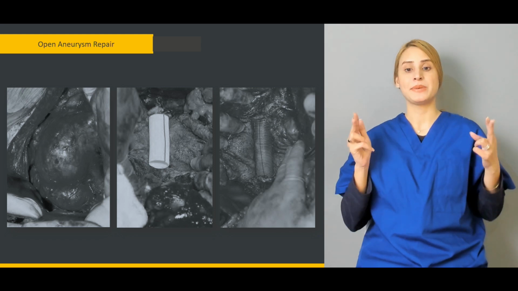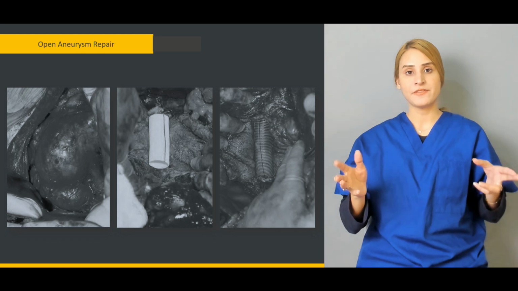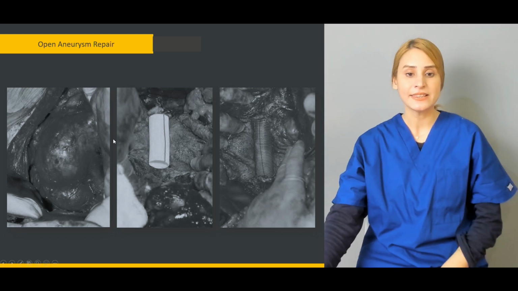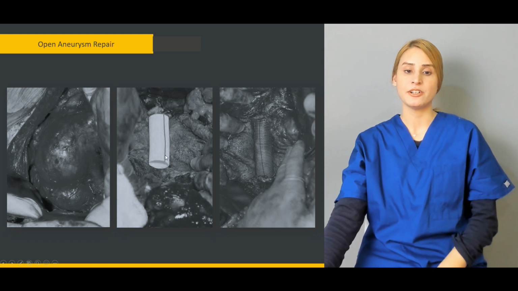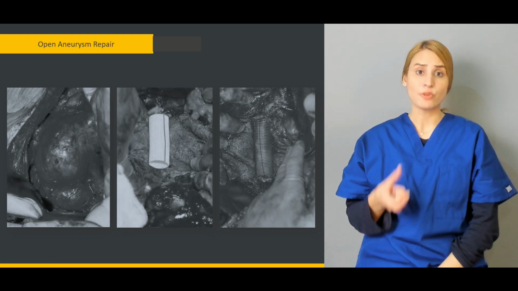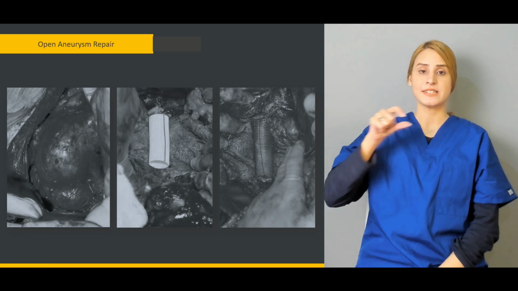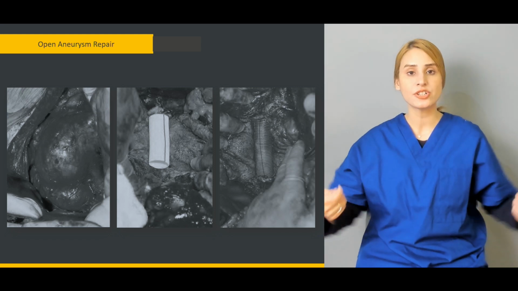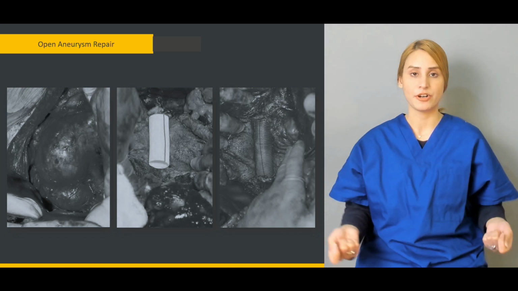After the aneurysm is clamped, it is separated and dissected, and a prosthetic material is used, which is a kind of prosthesis graft. This prosthesis graft is placed in between the part of the aneurysm, and it is sutured with the proximal and the distal part of the aorta.